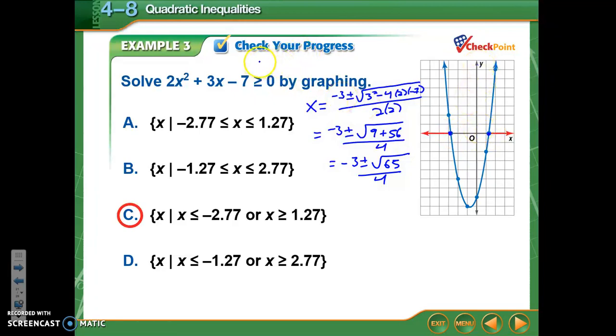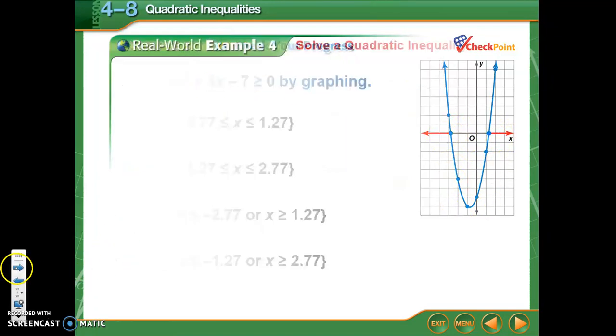And in this case, since I'm looking for where it's greater than or equal to 0, I have to shade to the right, because here are my parts above the x-axis, out here and out here. So this one actually looks like an OR inequality when I write it. X has to be greater than or equal to 1.27 or less than or equal to negative 2.77. These values here in the middle between the x-intercepts give me y values that are negative, and I'm looking for y values that are positive.